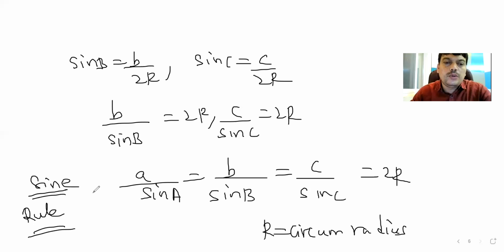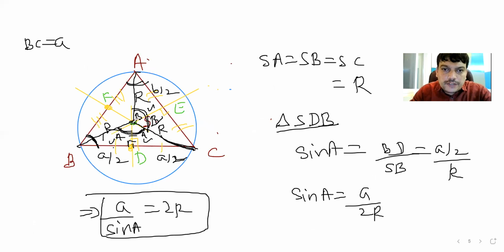This sine rule has been proved by choosing a triangle here which is an acute angle triangle. How do I know it's an acute angle triangle? Because if the circumcenter is inside the triangle, it is acute angled. If the circumcenter is outside the triangle, it will be obtuse angled. And if it is the midpoint of the hypotenuse, it will be right angled.